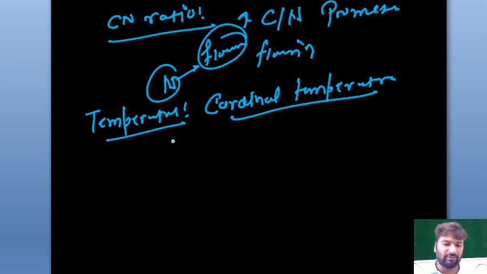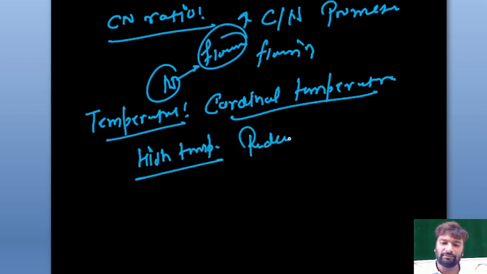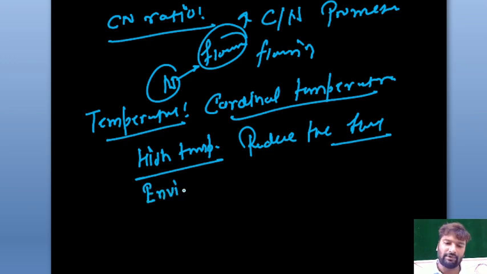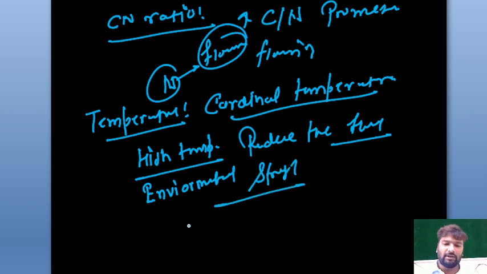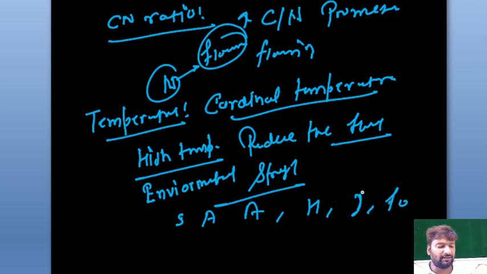Then day length. Then high temperature reduces flowering. Environmental stress. So there are so many stresses like salinity, alkalinity, acidity, high temperature, drought, flood, which also affect your flowering mechanism. So these are the factors which affect the flowering process.